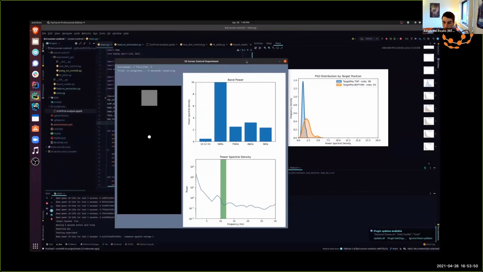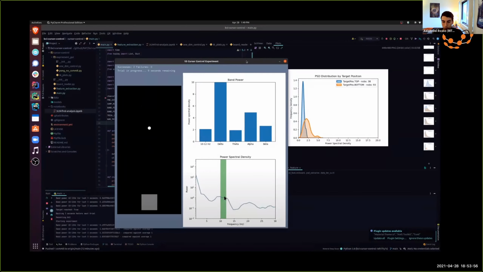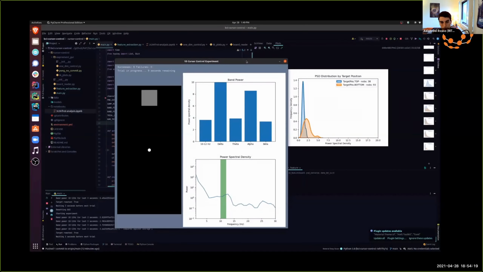So what you're going to see if you look over towards this power spectral density graph is that when I am trying to do the motor imagery, the cursor is going up, and so you're going to see a lower value for PSD in that range. To move the cursor down, I'm effectively relaxing and trying to maximize what we're getting in that frequency band.